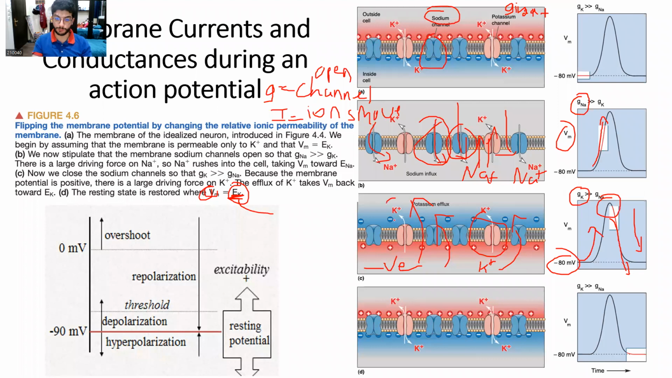The reason we have repolarization is so we can return to the resting membrane potential in order to cut the signal. We don't want the cell to be depolarized all the time. That's why there is a repolarization.